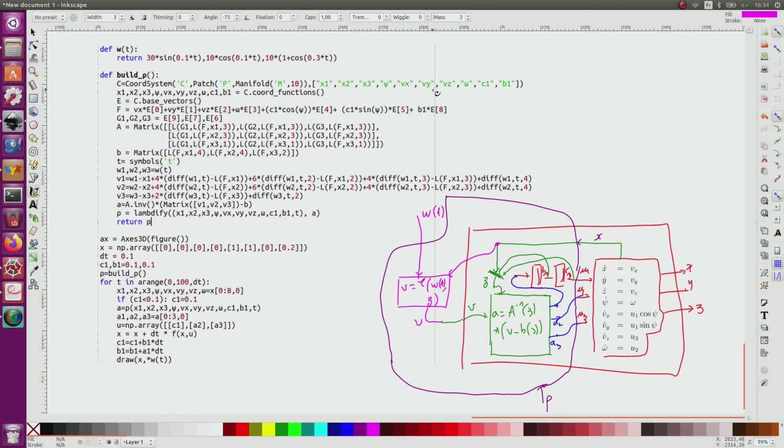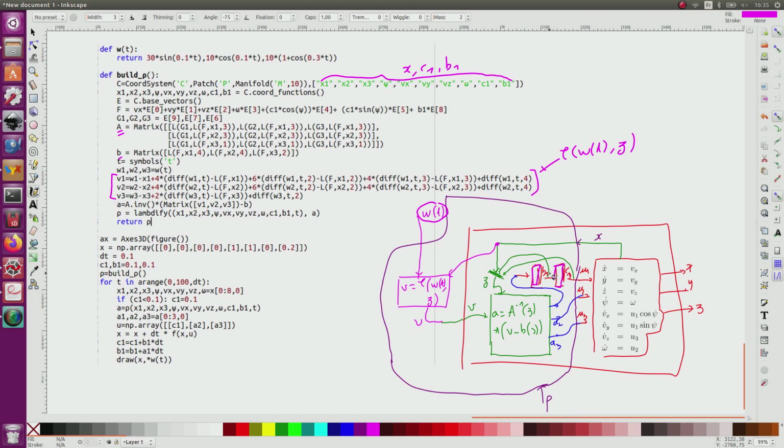I propose the following program for the simulation. I have here my reference trajectory w of t, which corresponds to this. Here I build my regulator with the A matrix, the B matrix, and this corresponds to phi. So this one corresponds to phi of w of t and z. So z corresponds to all these variables you have inside x, but you also have c1 and b1 corresponding to the 2 integrators here and here.